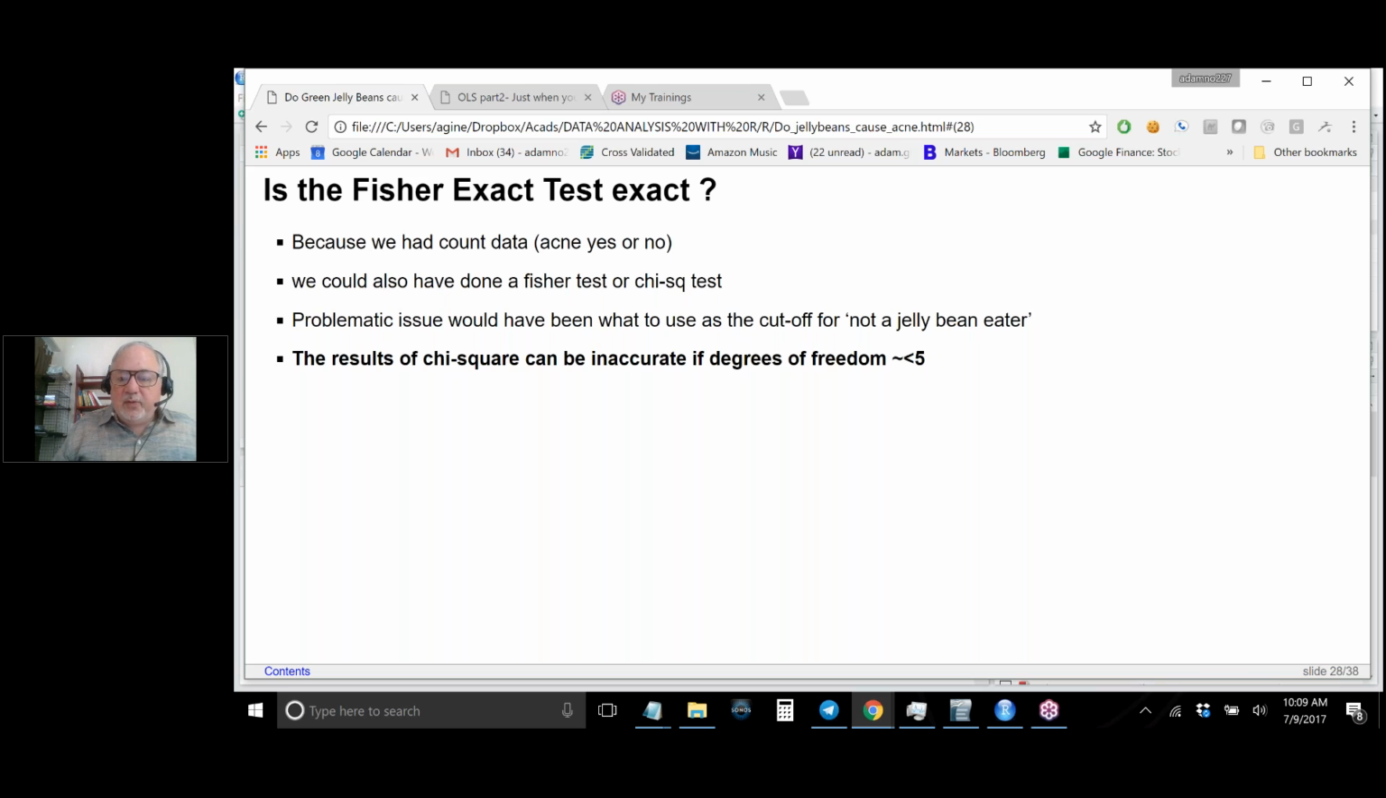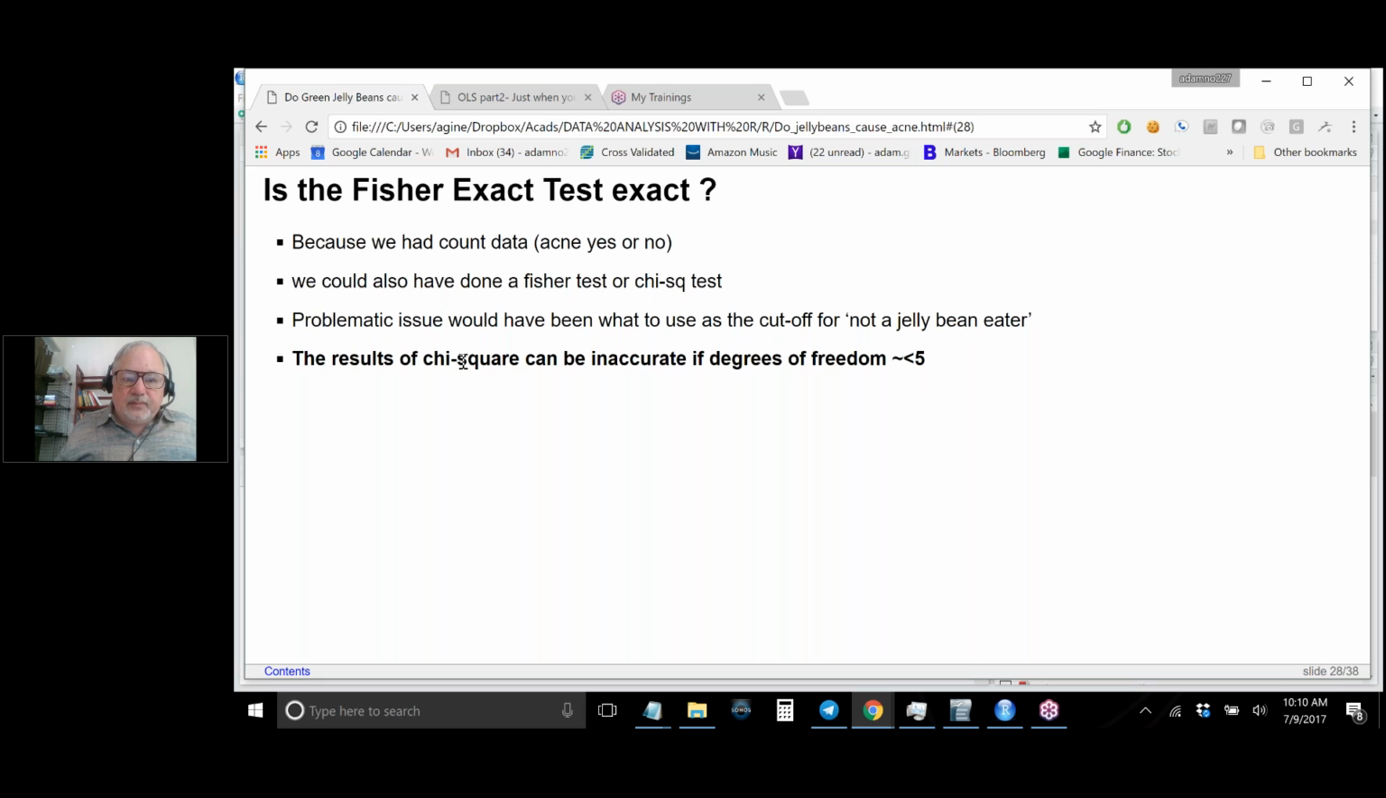So somebody who ate 12 or more jelly beans was a jelly bean eater. Somebody who ate less than 12 was not. Whether you wanted to use 10, that's more like the half, whether you wanted to use 5, all these things would be issues that in a real-world statistical test you would have to think about.